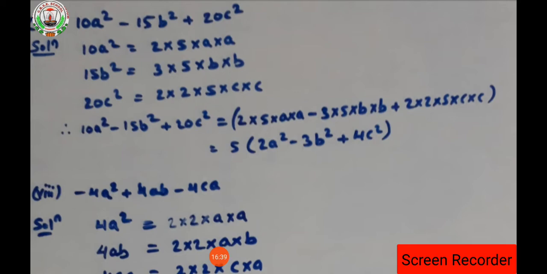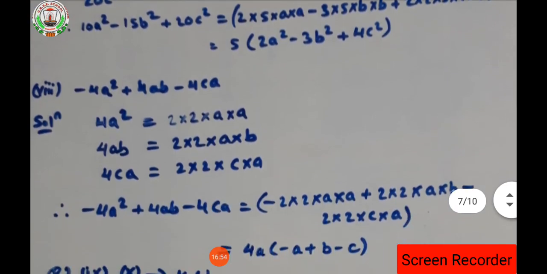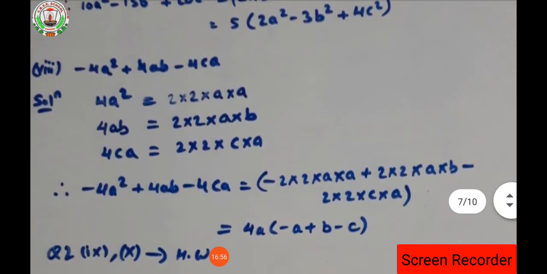Now what is common here? Common is only 5. No other terms are common. Even the alphabets are not common. So what is the answer for that? That is 5 into (2a square minus 3b square plus 4c square). Okay. Similarly, for the eighth part also we have to do the expanded form.